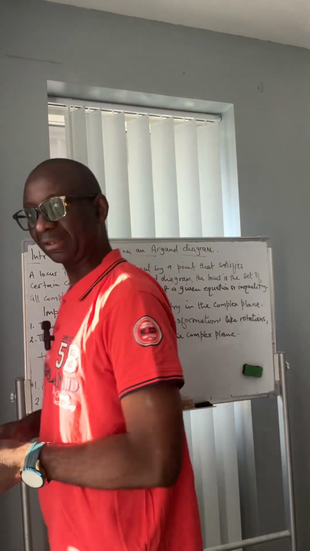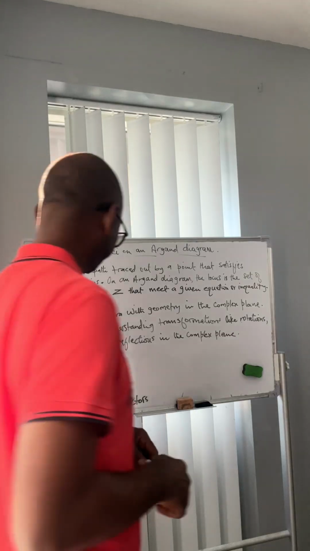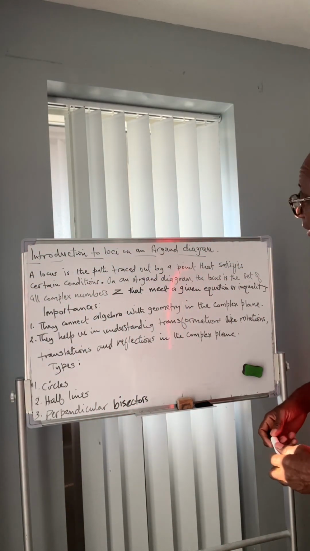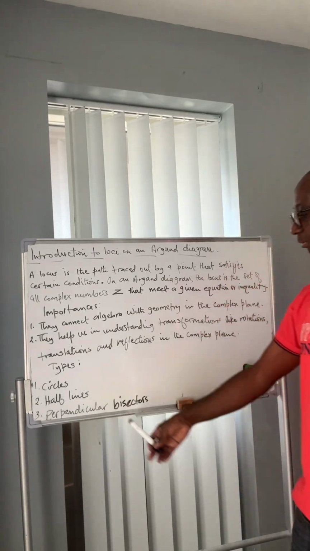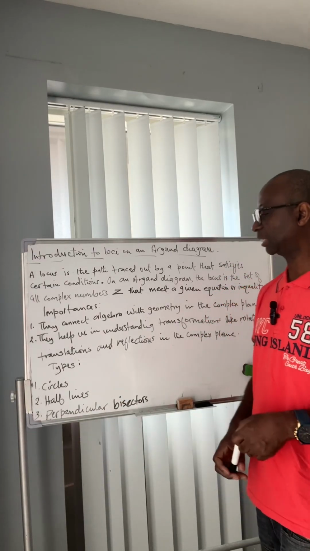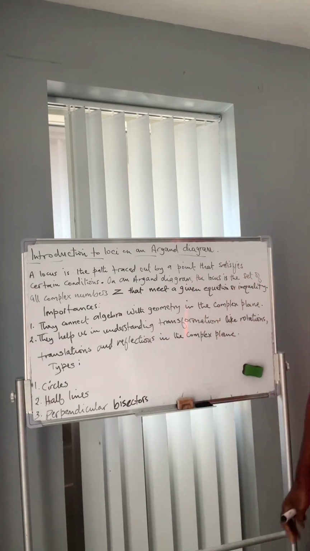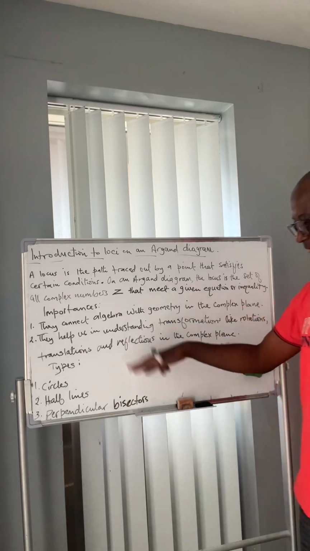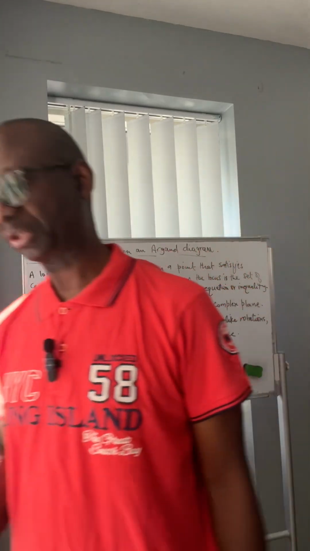So that is the introduction of loci on an Argand diagram. So we are now going to look at the types, these circles, half lines, perpendicular bisectors. We're going to solve problems on them step by step. We'll start with simple problems, intermediate, and then we'll go to advanced ones.